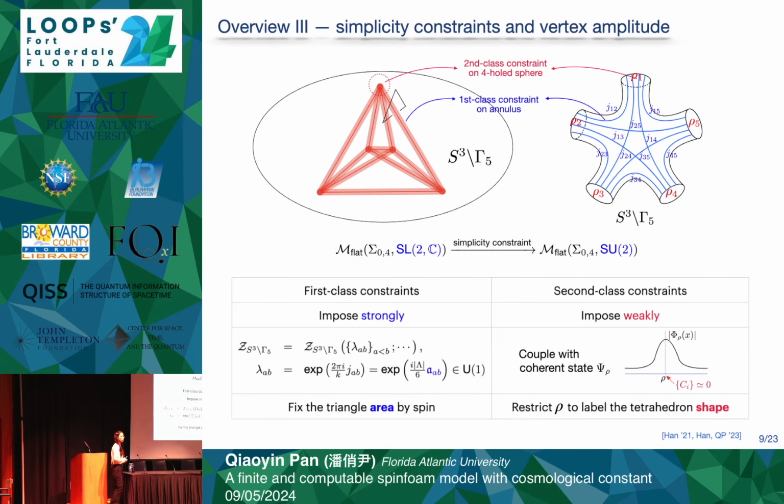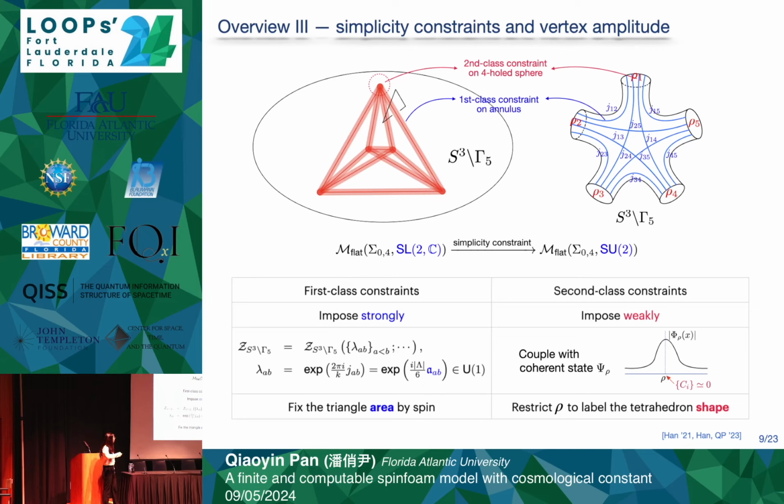Another lesson we learned from EPRL is that there are two types of constraints. There are first class and second class. So the lesson from EPRL is that we want to impose the first class constraint strongly and then impose the second class constraint weakly.